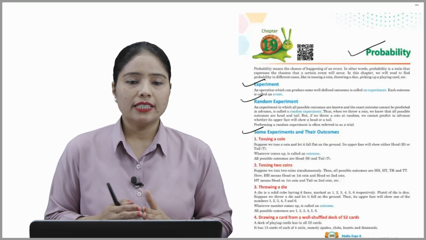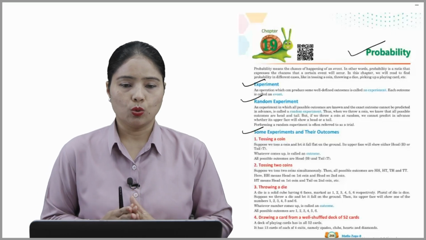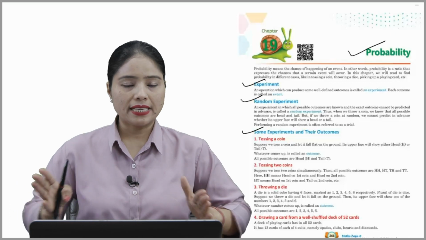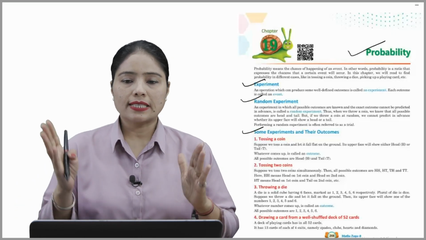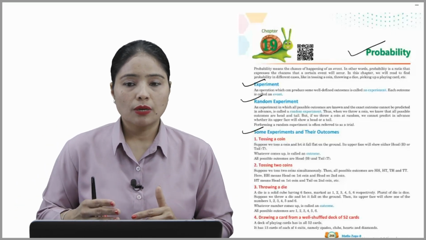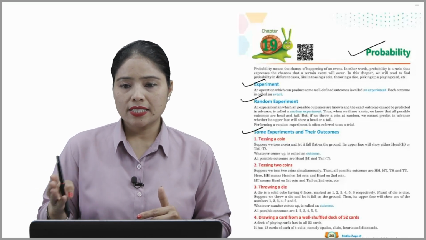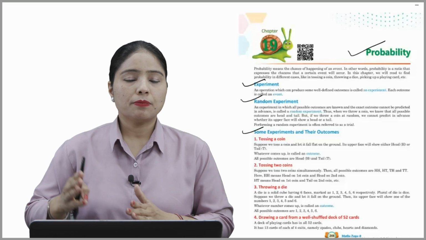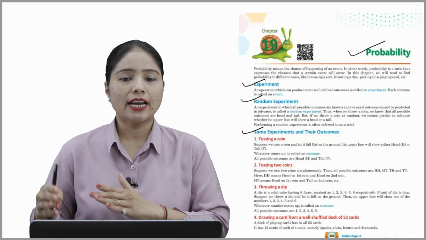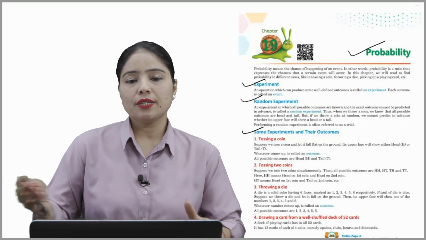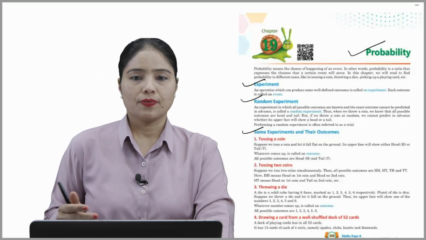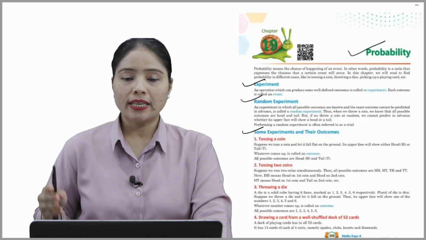Now second one is tossing two coins. So suppose we toss two coins simultaneously. हम एक साथ दो coins को toss करते हैं. Then all possible outcomes are head head, head tail, tail head and tail tail. So here HH means head on first coin and head on second coin. HT means, beta, head on first coin and a tail on a second coin, etc. Hope you understood.